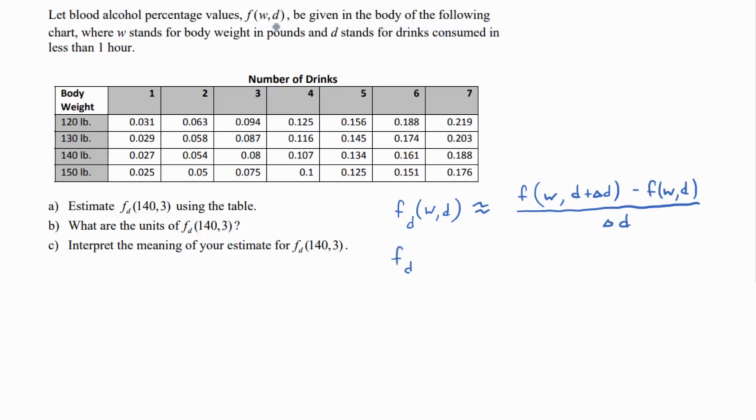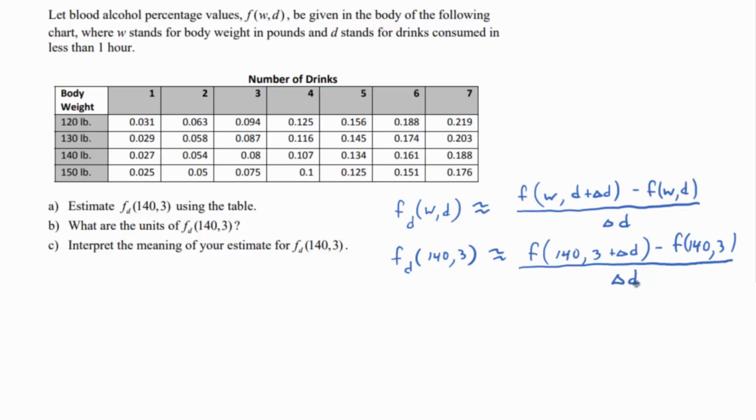So it would be 140 for the weight, and number of drinks 3, would be approximately F of 140, comma, 3 plus delta D, minus F of 140, 3, all over delta D. Everybody with me? Just plugging in the particular values of W and D that we're given.